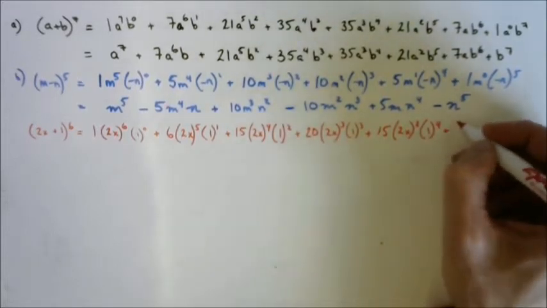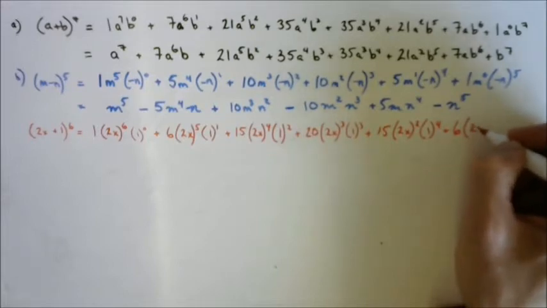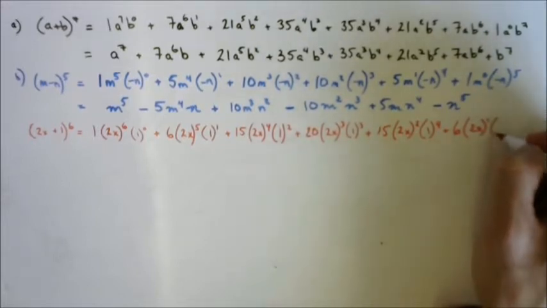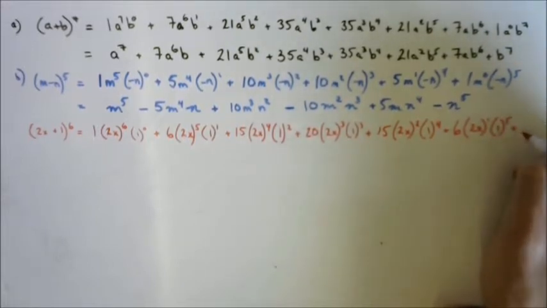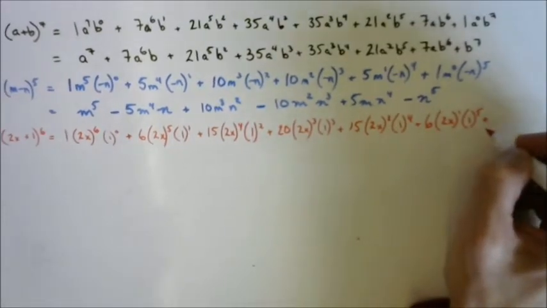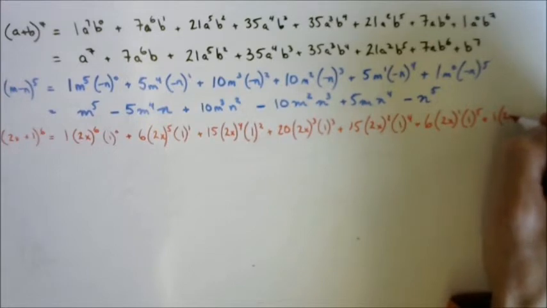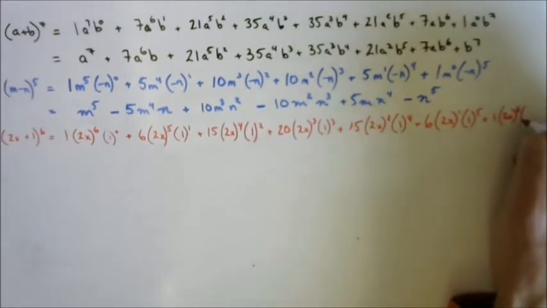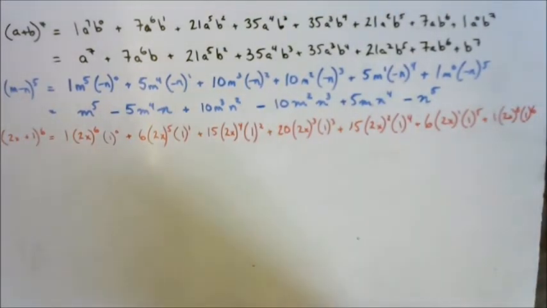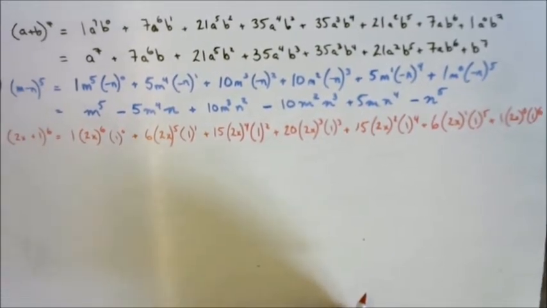Next coefficient is 6. 2x to the power of 1. 1 to the power of 5. And we have room. Coefficient of 1. 2x to the power of 0. 1 to the power of 6. Is it all on there? Yeah, it is. Ish. Okay.